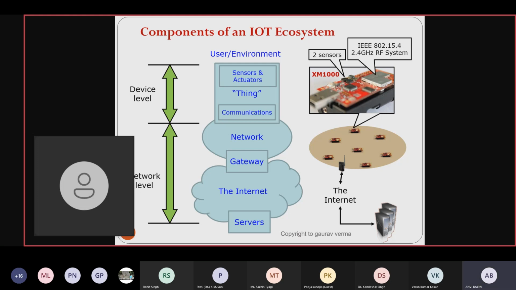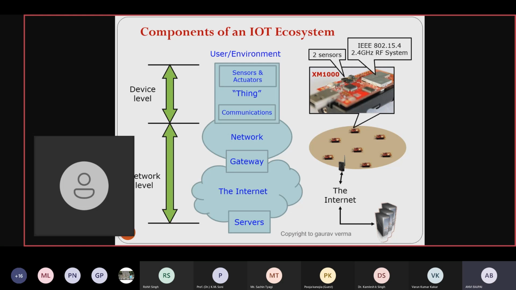On the right hand side, you can see a specific device, the XM1000, which has a 2.5 gigahertz RF protocol system and is also equipped with two different sensors. There may be multiple such devices, and these devices can also form a network, maybe a point-to-point network with the gateway, or a ring topology, or a mesh topology. Any network they can form, and they may connect with the gateway. With the help of the gateway, we can connect these devices to the big internet framework to send their data onto remote servers or clouds.